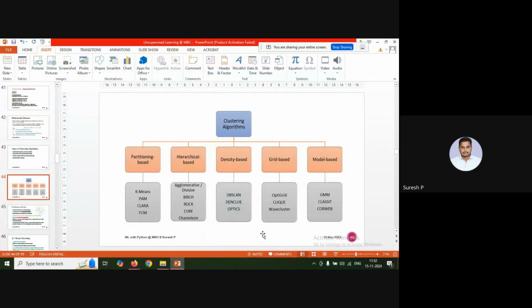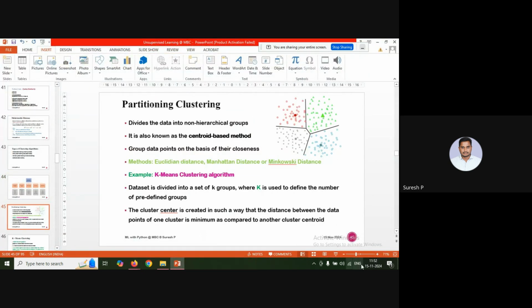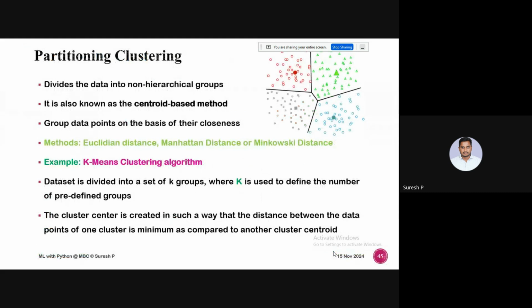Okay. So first, let's come to that important part, that is clustering. As I told already, in this, we are going to discuss three clustering. One is k-means clustering, another one is agglomerative clustering, another one is DBSCAN clustering.